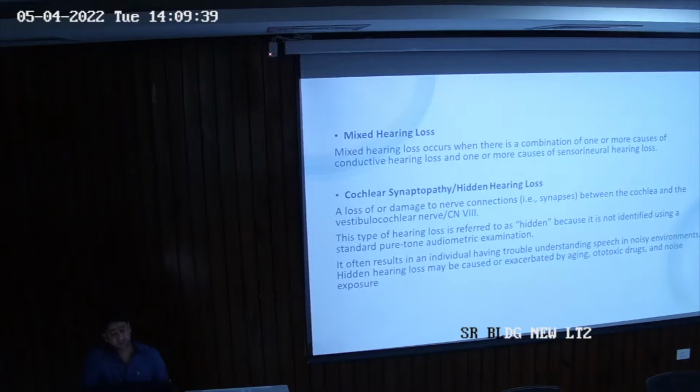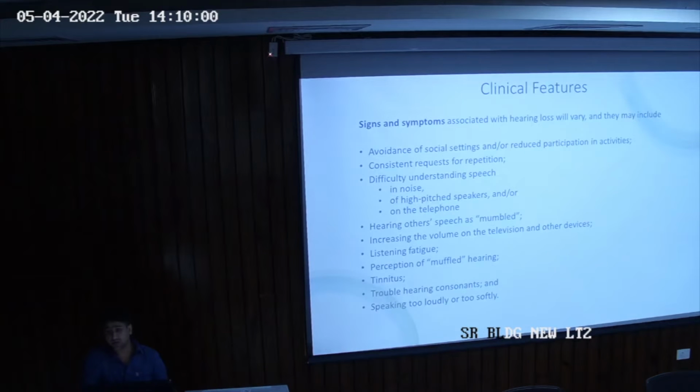So this type is referred to as hidden because it is not identified using a standard pure tone audiometric examination. It results in the individual having trouble understanding speech in noisy environments. Hidden hearing loss may be caused or exacerbated by aging, drugs, and noise exposure. So what are the clinical features?